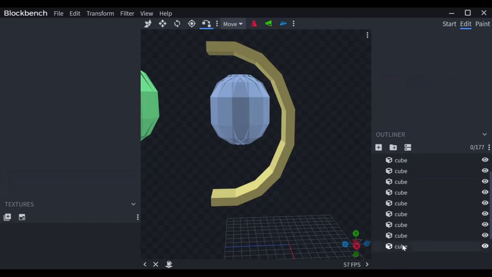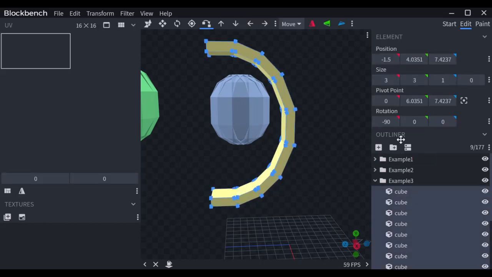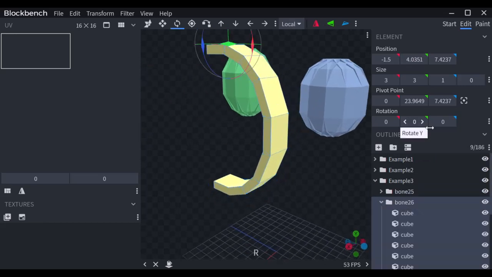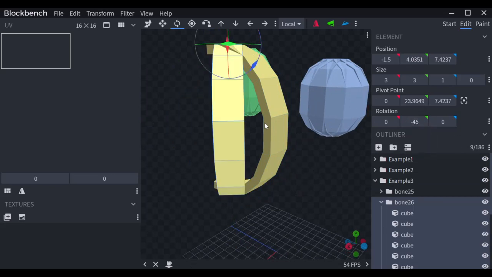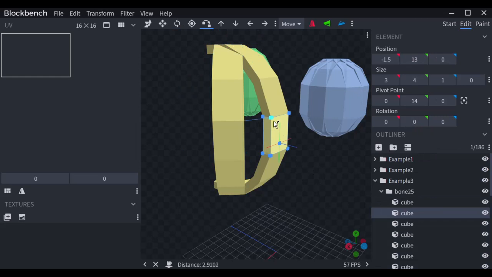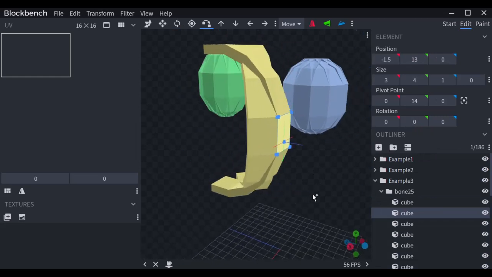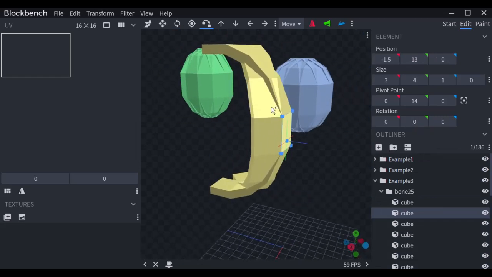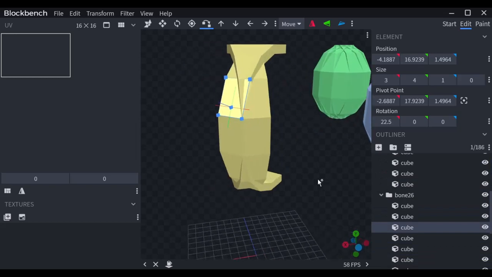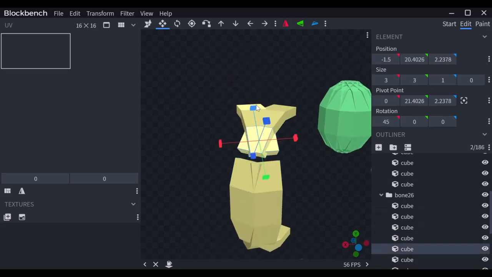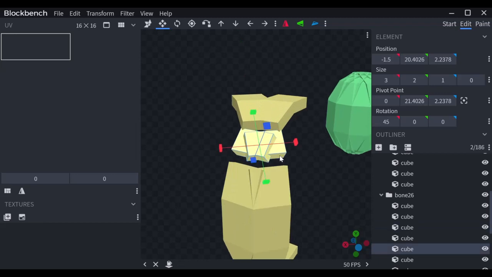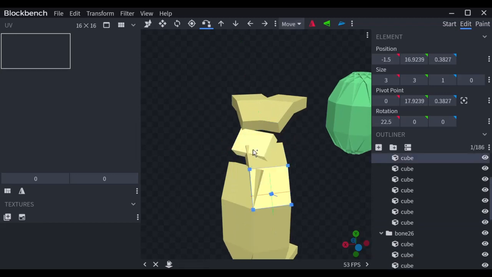I forgot to put my ring on a bone, so I'm going to do that now. And we are going to duplicate the bone, and we're going to try rotating it by 45 degrees. We are going to snap it into place, and we're going to see it's already not really working. However, by playing around with it, we can make it work. So we're just going to shorten those so they're 3 instead of 4. Shorten these so they're 2 instead of 3. Snap them in place.